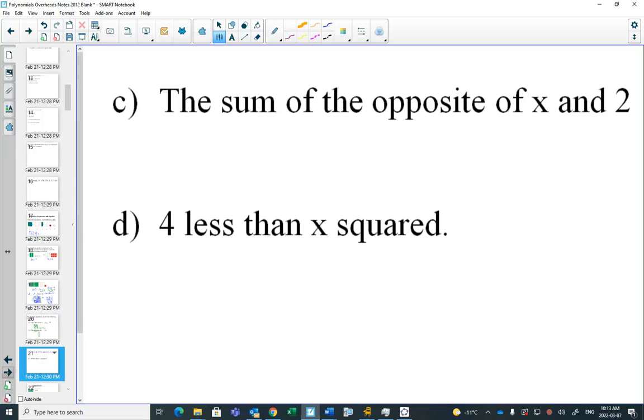Sum. Adding, subtracting, multiplying, or dividing? Adding. So we are going to add something. What are we going to add? The opposite of x, that would be a negative x, and 2. So those are the things you're adding together. How would you show that in Algetiles? There's your opposite of x.